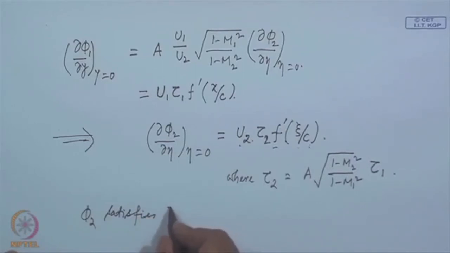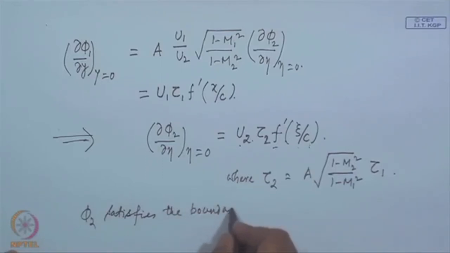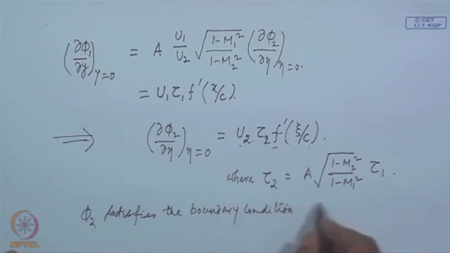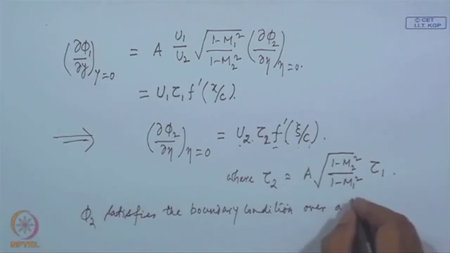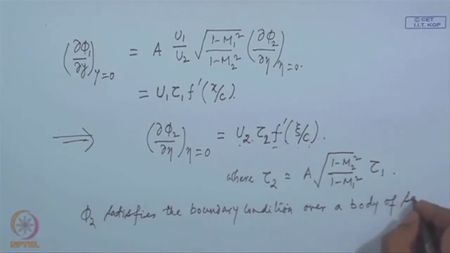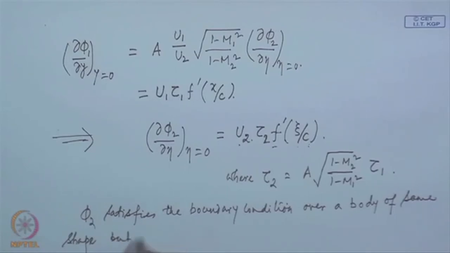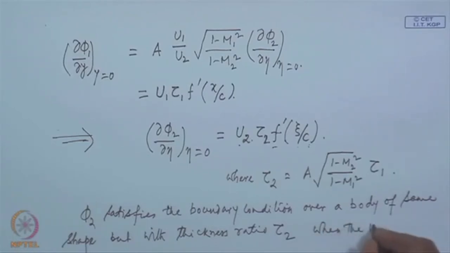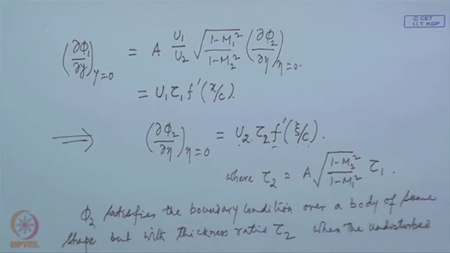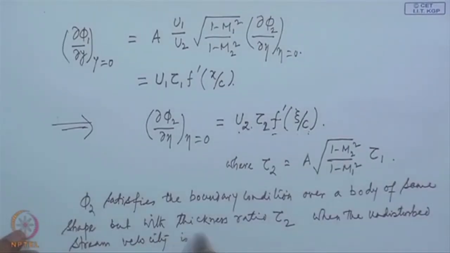So, phi 2 satisfies the boundary condition over a body of same shape but with thickness tau 2, when the undisturbed stream velocity is U2 or in terms of Mach number M2.